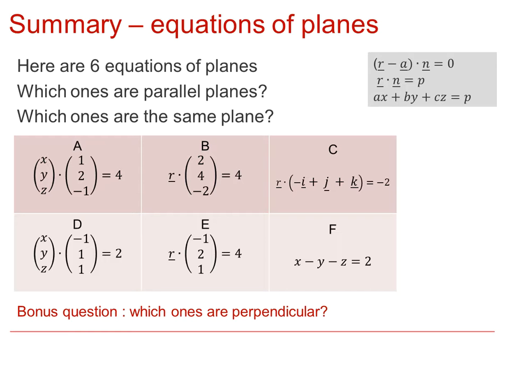If they are parallel, they will have the same normal or a multiple of that normal. So in other words, A and B, C and D and F. If they are the same plane, then they will be consistent equations. So you may find that F and C turn out to be the same. I'll leave you to consider all of these for yourselves.